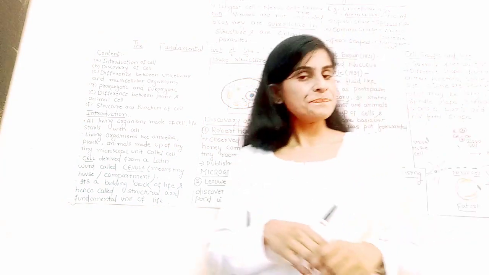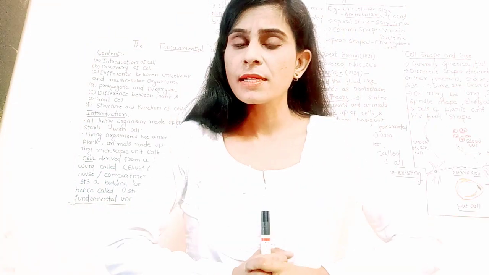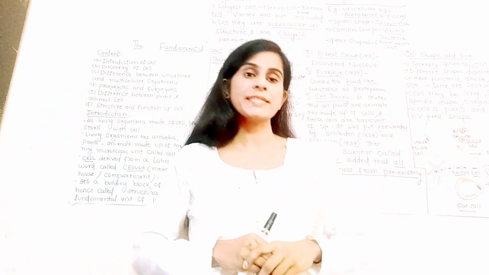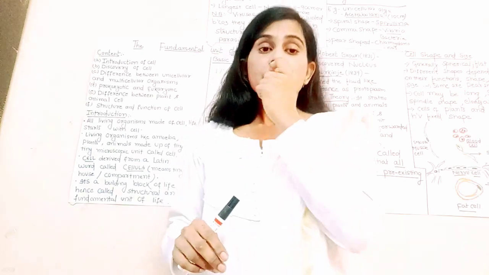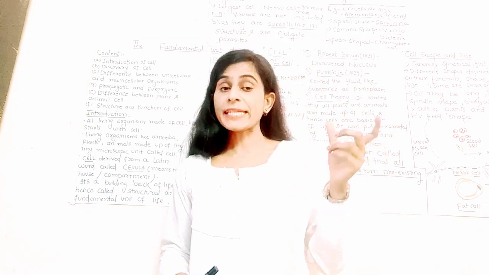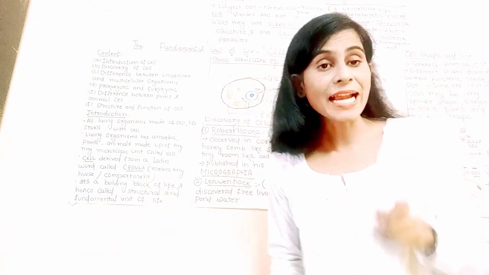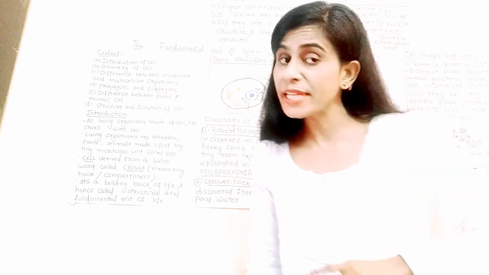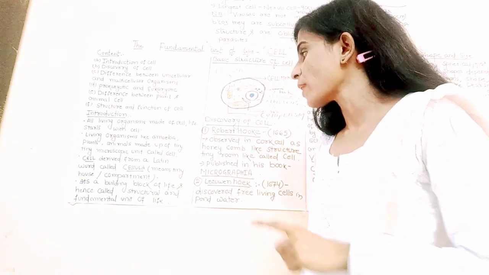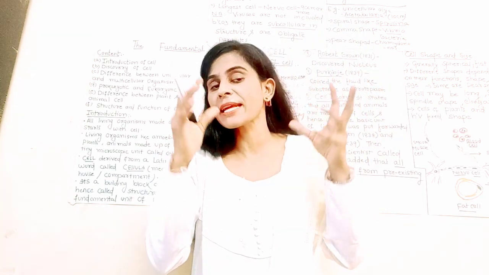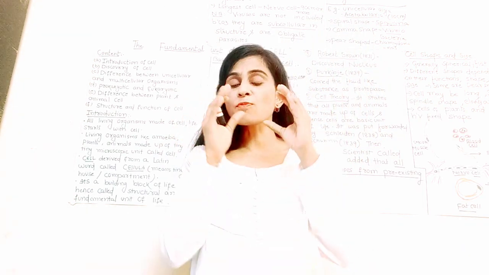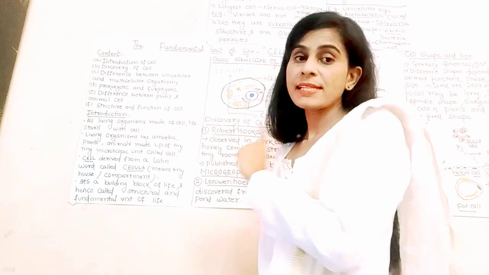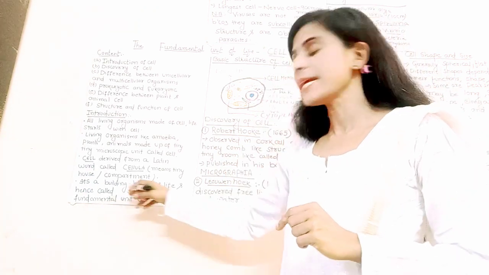Now you may ask, from where did this term cell, C-E-L-L, come into existence? Actually, the term came from a Latin word, cellula, C-E-L-L-U-L-A. And what is the meaning of cellula? The meaning of cellula is a small, tiny compartment-like shape. Yes, it's a very small, tiny room, and that's why we named the cell as cell. Next comes, it's a building block of our life.